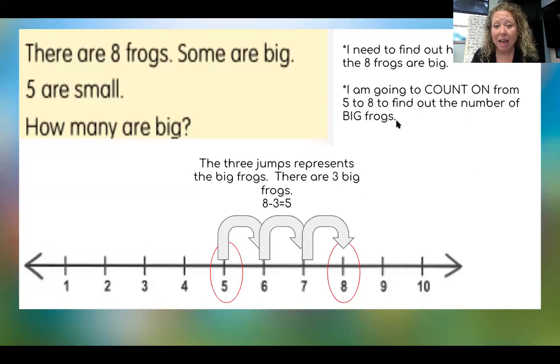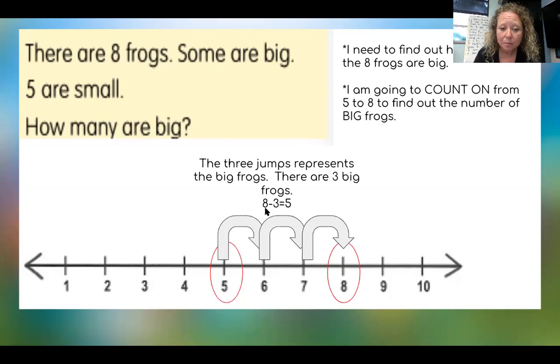I need to find out how many of the 8 frogs are big. I know there's 5 that are small and 8 altogether. So I'm going to count on from 5 to get to 8. Here's 5 and here's 8. Count with me. 1, 2, 3. These 3 jumps represent 3 big frogs. So my equation reads 8 minus 3 equals 5.